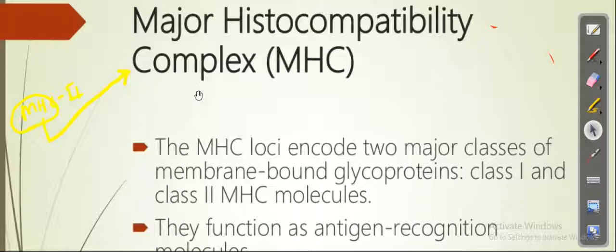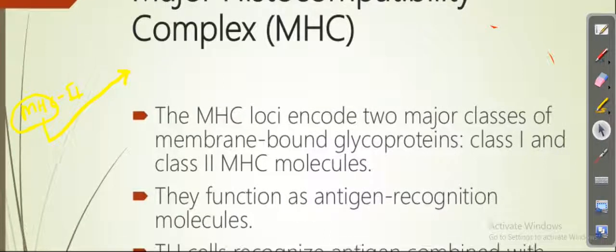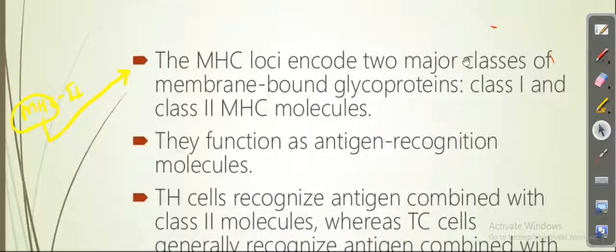Now what is major histocompatibility complex? So MHC, major histocompatibility complex, is basically the MHC loci, which are the two major classes of membrane bound glycoproteins. So these are the two major classes of membrane bound glycoproteins, and they function as antigen recognition molecules.